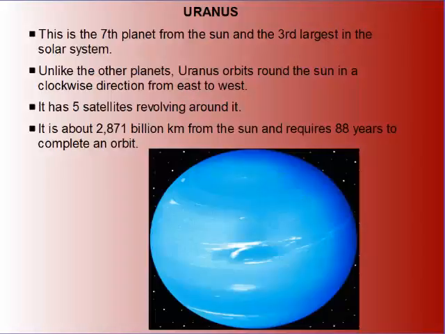Now we go to Uranus, which is the 7th planet from the sun and the 3rd largest in the solar system. Unlike the other planets, Uranus orbits around the sun in a clockwise direction, that is from east to west. It has 5 satellites revolving around it. Its distance from the sun is about 2871 billion kilometers, and it requires an incredible 88 years to complete an orbit.